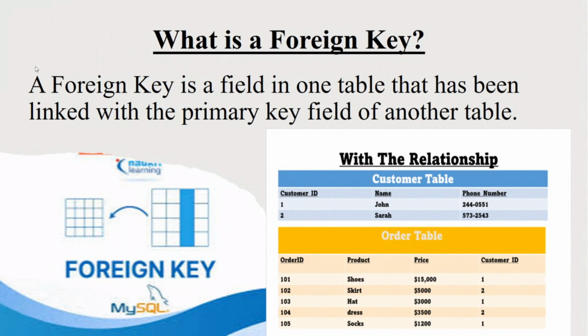Alright, considering that customer ID is common in both tables, the customer table and the orders table, customer ID in the customer table will be considered the primary key, but down in the orders table, it will be considered the foreign key. So it is a primary key in its own table, the customer table, but when we move down to the orders table, it will be considered the foreign key.